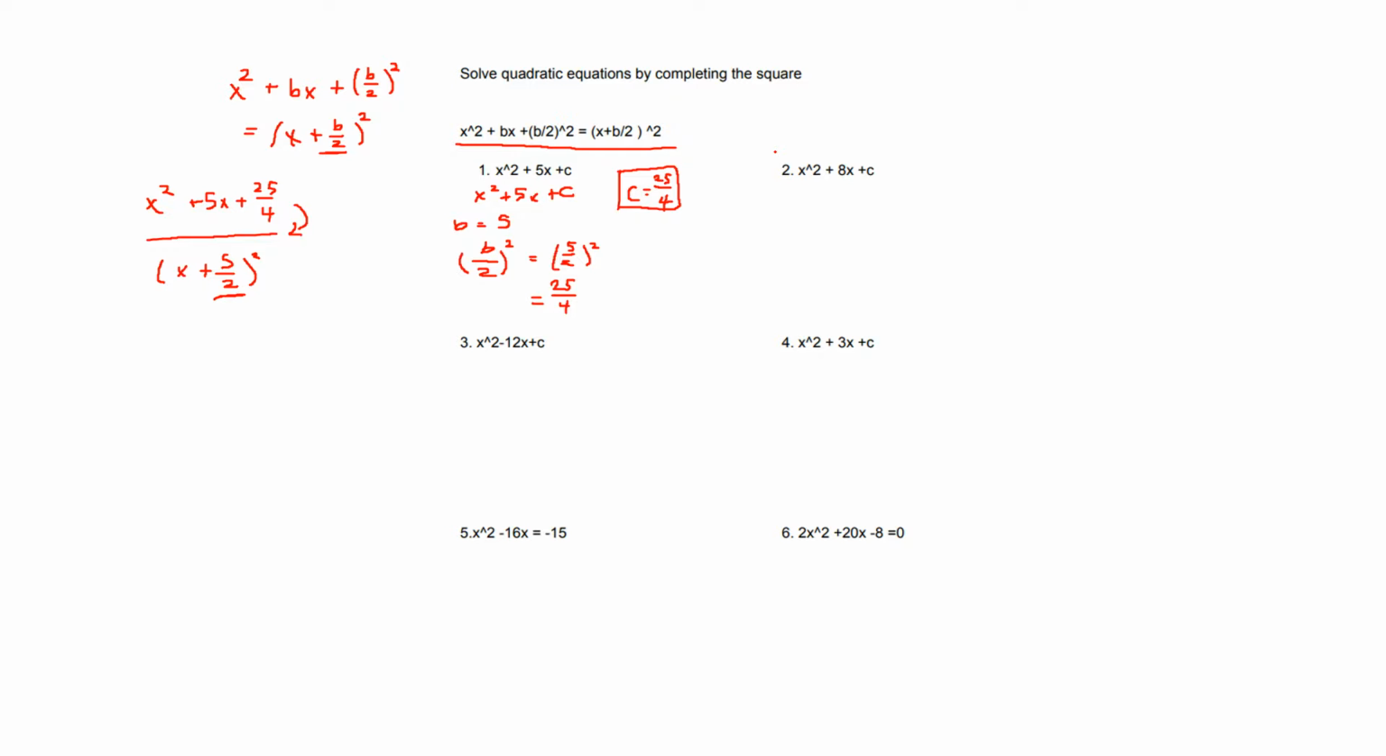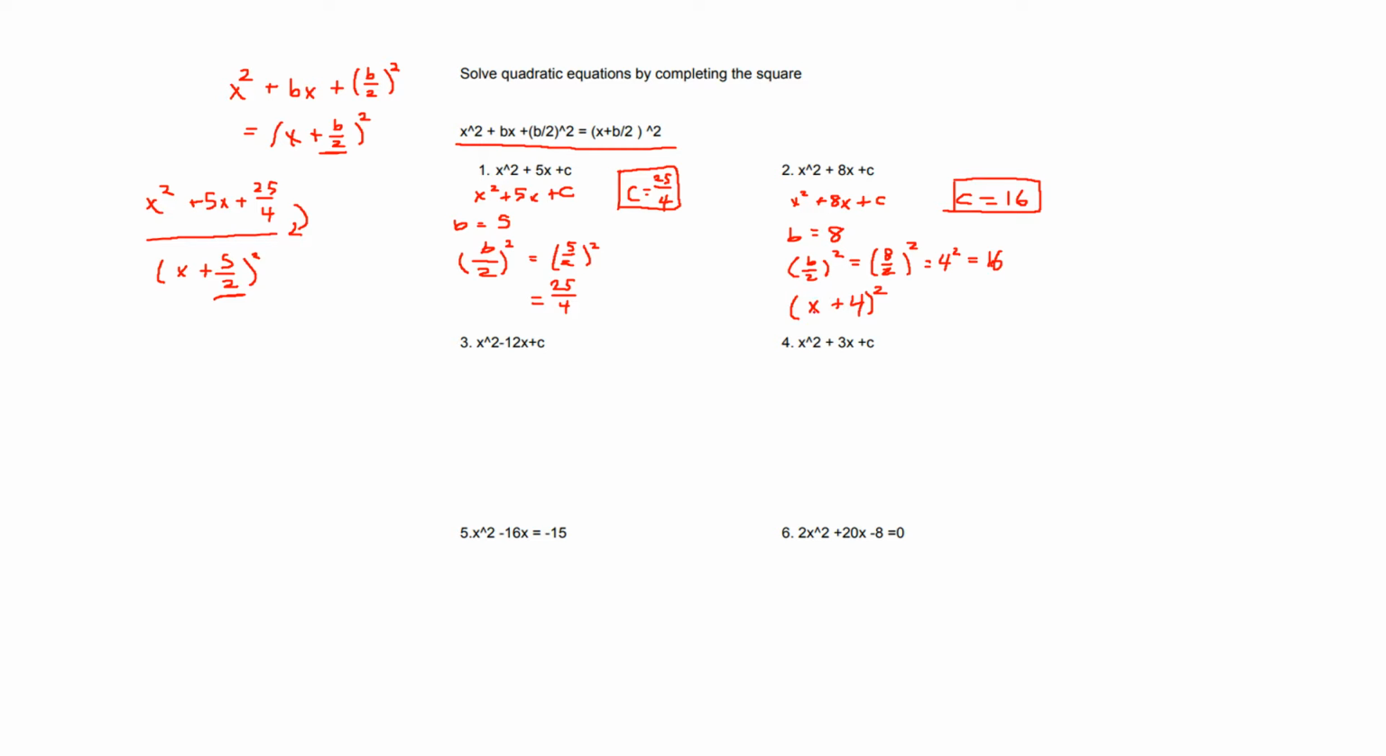Okay, so for number 2, we have the same thing. We have to complete the square. We have x squared plus 8x plus c. Our b in this case is going to be 8. So b over 2 squared. B is 8, so we have 8 over 2 squared. So it's going to be 4 squared, or 16. So our b over 2 squared is going to equal 16. So c is equal to 16. And if we were to factor this, it would be x plus 4 squared.